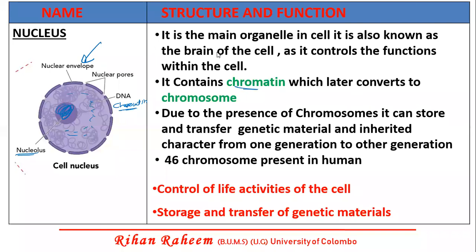Later it will become chromosomes. We will study that in our reproduction lesson, how the chromatin becomes chromosomes. The nuclear envelope is a double membrane, but in the middle small holes are there. Those are known as nuclear pores. So this is a double membrane organelle.